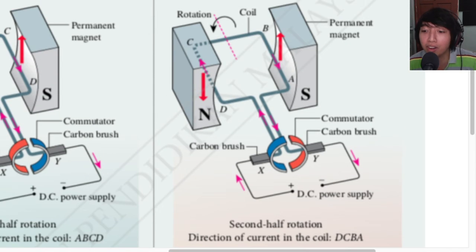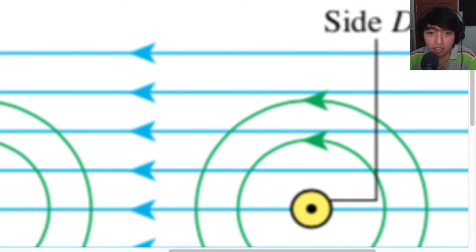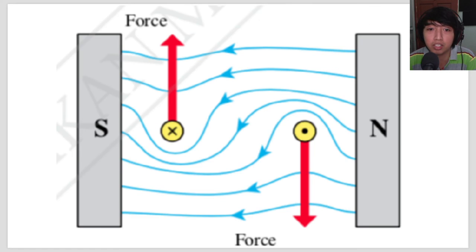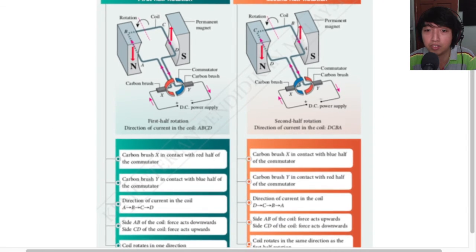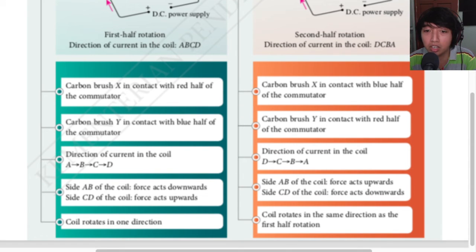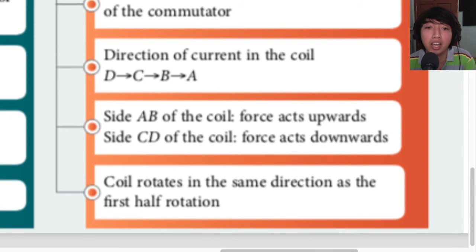But that's okay because the coil is also upside down, which means, sorry, I made a mistake there. Which means ultimately that even though the forces are acting on opposite sides, at the end of the day, the coil continues to rotate in the same direction as the first half of the rotation.